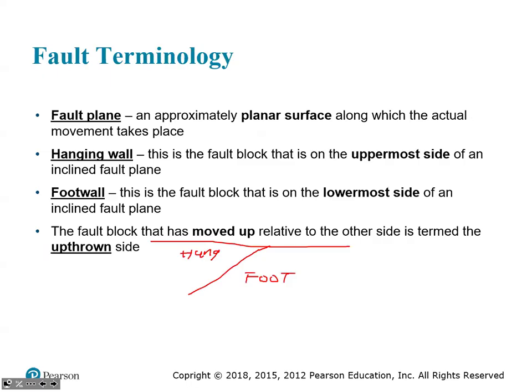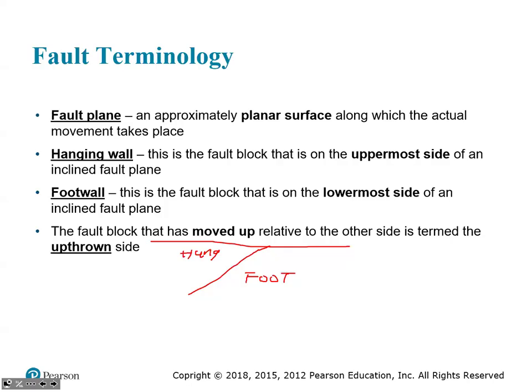When describing a fault, we describe various parts of the fault based on terminology that comes from mining, because lots of good ore deposits are along faults. Material gets deposited from water and other things that flow through these cracks and deposit in various places, and that often makes ore veins. So a fault plane is the approximately planar surface along which the actual movement took place. It's the plane of the crack.